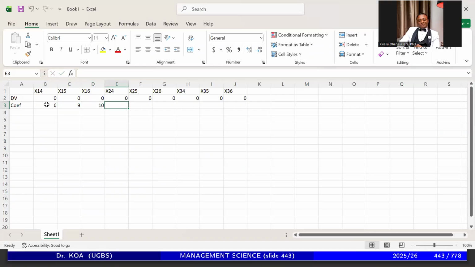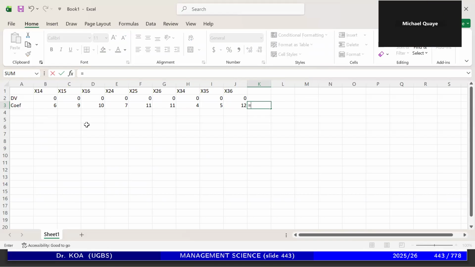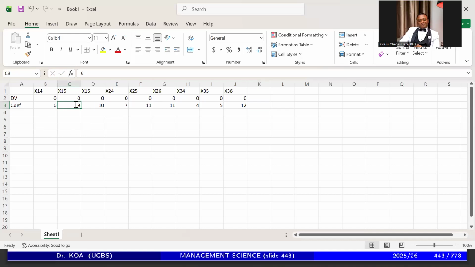What was the next number? 7, 11, 11. Next, 4, 5, 12. Now we are ready to put in our Z function. I'm going to put the Z function here. Yes, Michael, under X15 it's written 9 instead of 8. So that's 8 here.